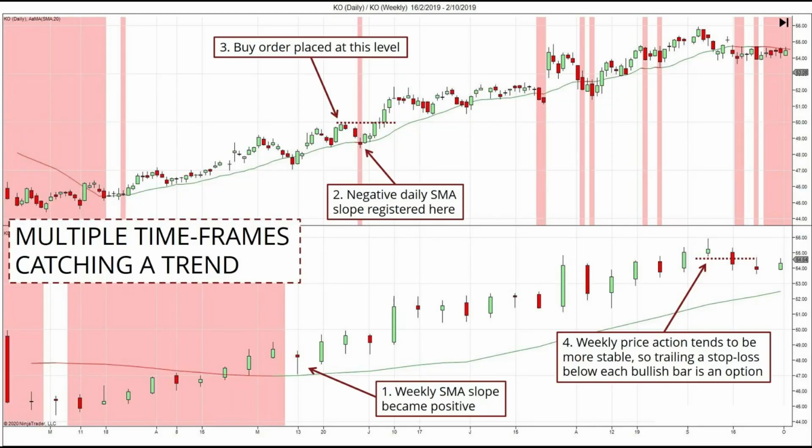1. The weekly chart turned bullish at this point. We turned on our radar for bullish trades and zoomed into the daily chart. 2. This negative SMA slope was the daily chart signal we were waiting for. This negative slope indicated the pullback we wanted to see.